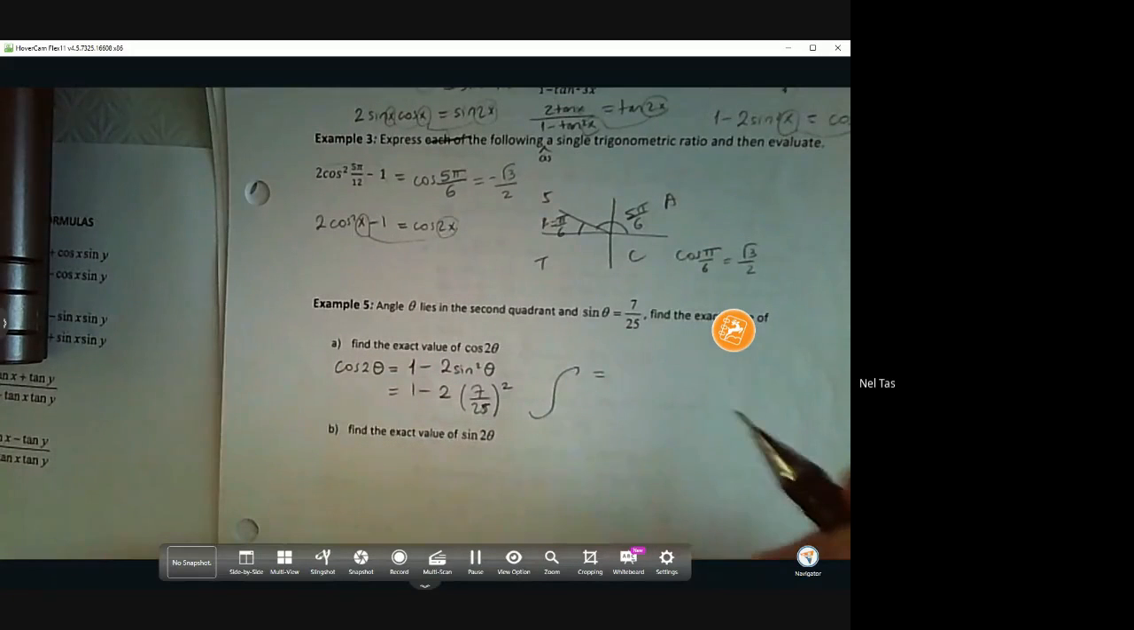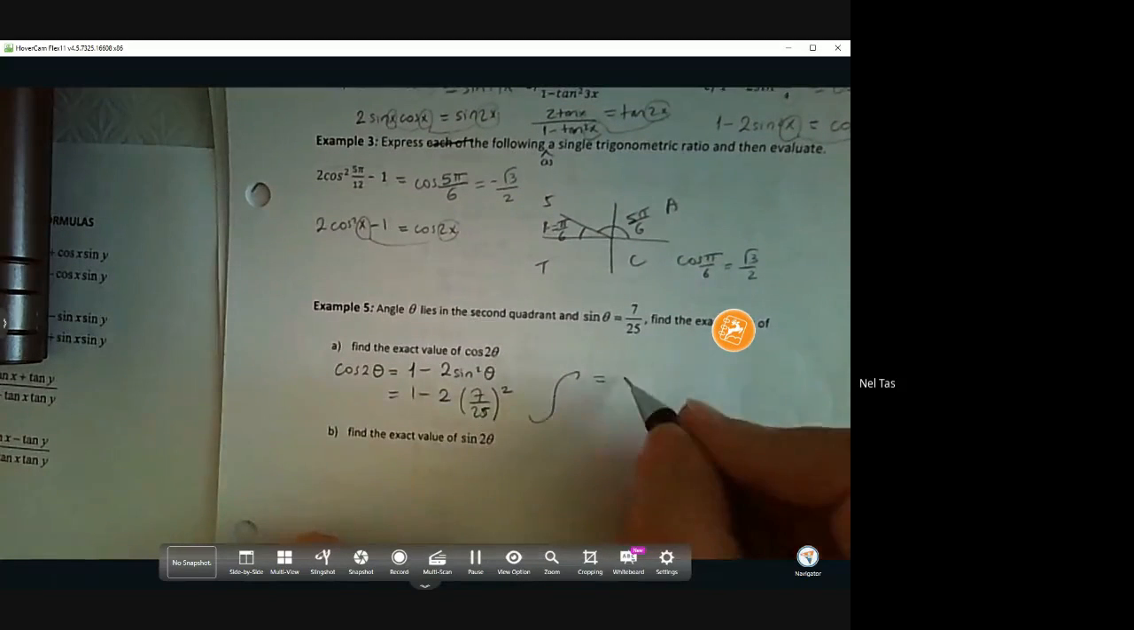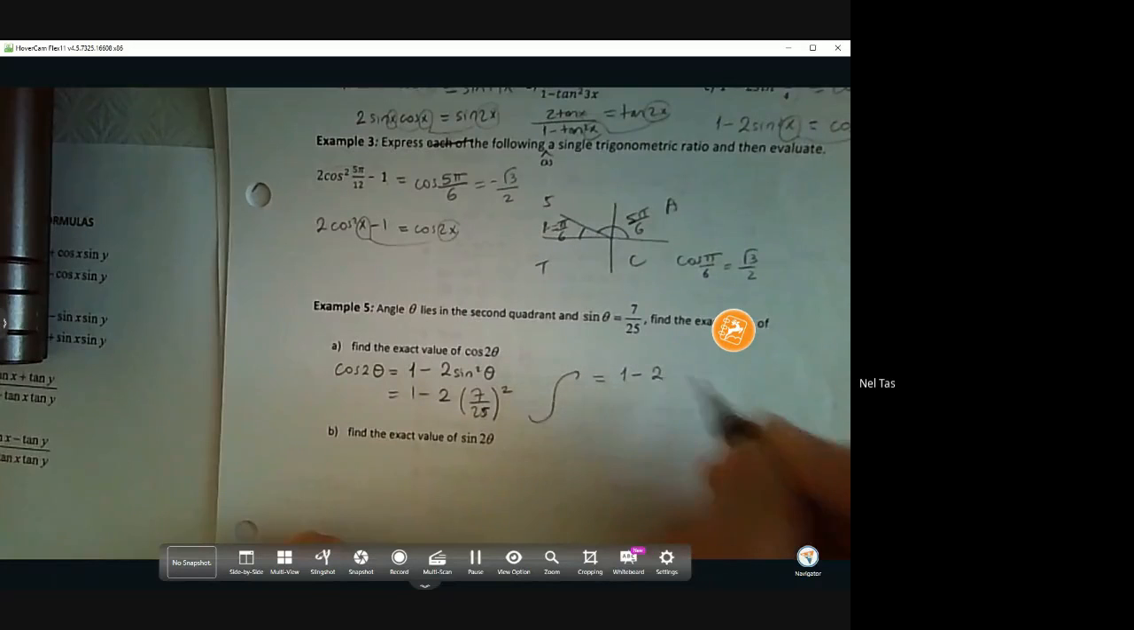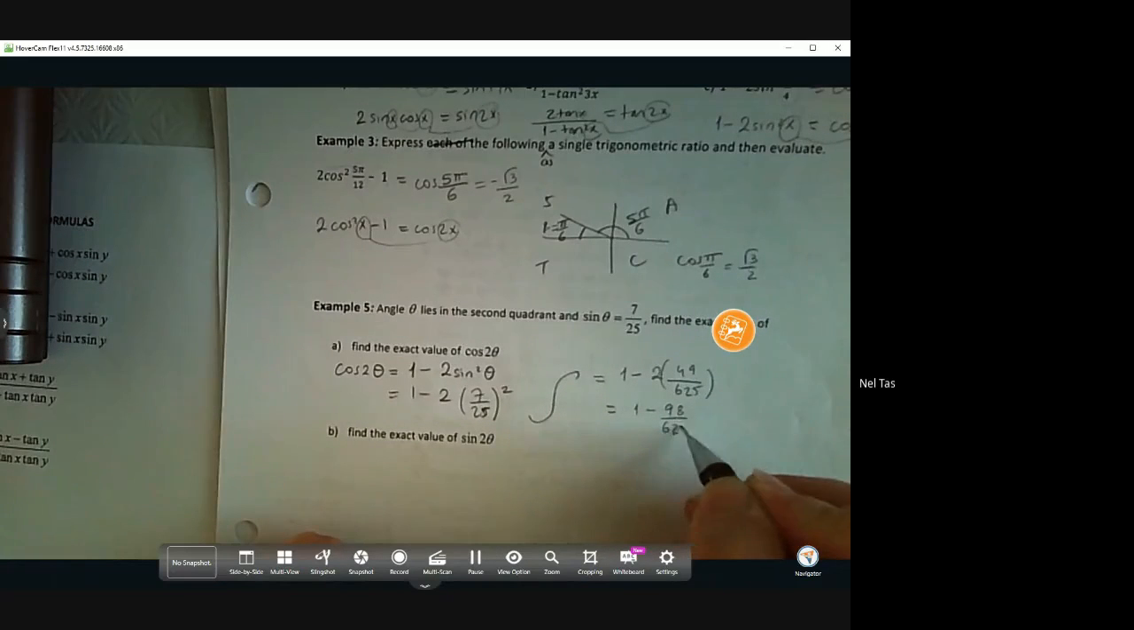From here, we get 1 minus 2 times 49 over 625. This gives you 1 minus 98 over 625. And then finally, with a common denominator, we get 527 over 625.